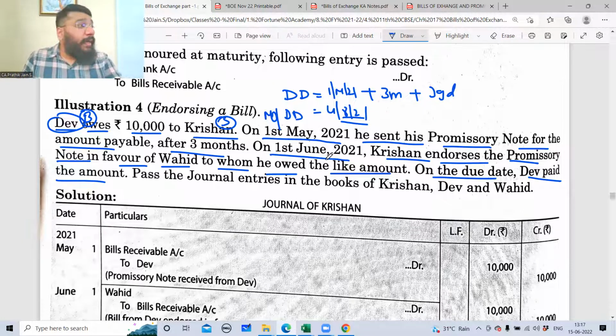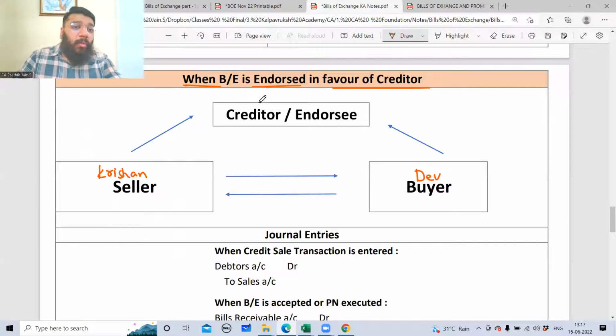On 1st June 21, Krishan endorses the promissory note in favor of Wahid. In favor of Wahid. So whatever the bill seller was having, he did not keep the bill with him till the maturity. In fact, he endorsed the bill to the creditor, and that person is called as Wahid.